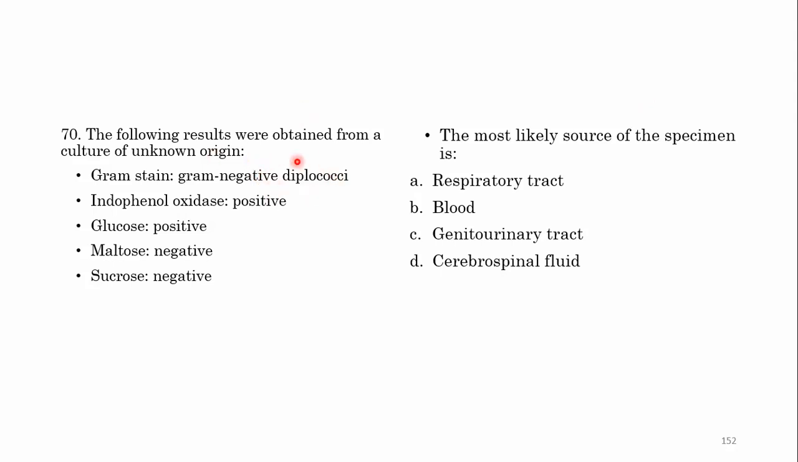Gram-negative diplococci. So most likely, this is Neisseria. Oxidase test positive. So this is Neisseria. Among all the basic sugars, it only ferments glucose. Glucose positive only. Okay, so most likely, this is your gonococcus, Neisseria gonorrhoeae. And Neisseria gonorrhoeae is a sexually transmitted disease. Okay? So most likely, we recovered the specimen from the genitourinary tract. Number 70, the correct answer is letter C.